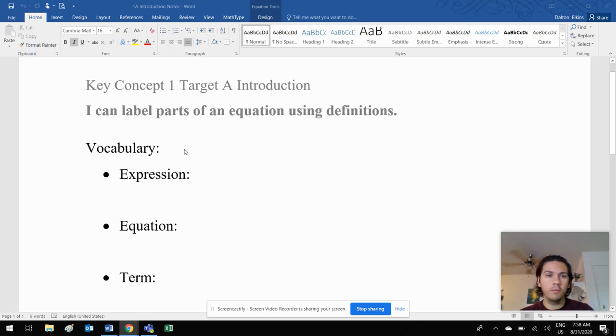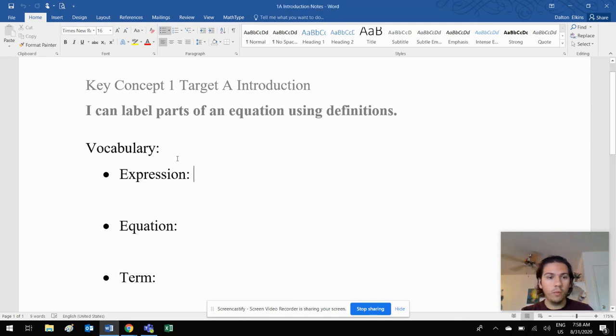Good morning. Welcome to Key Concept 1, Target A. For the first part of the lesson, we are going to talk about how I can label parts of an equation using definitions. So we have a couple of definitions of words that we need to define that are going to come up a lot in this unit.